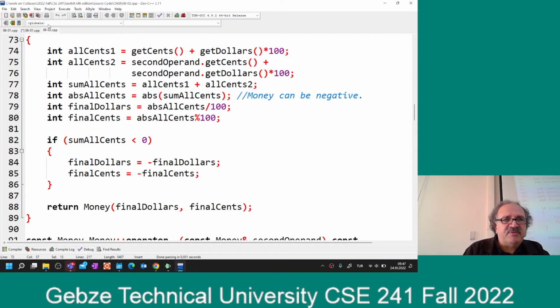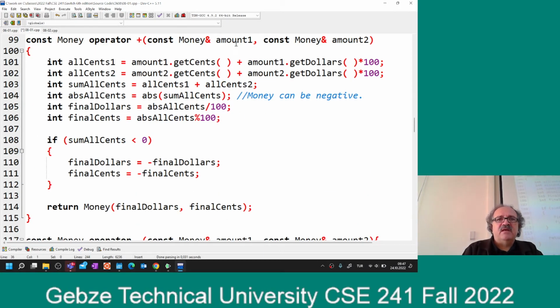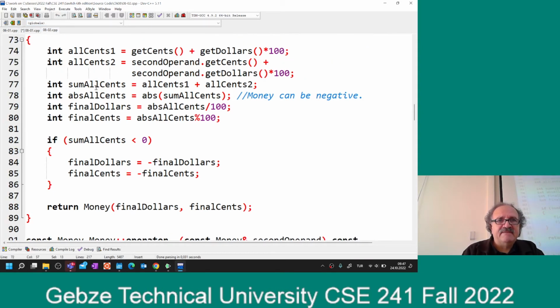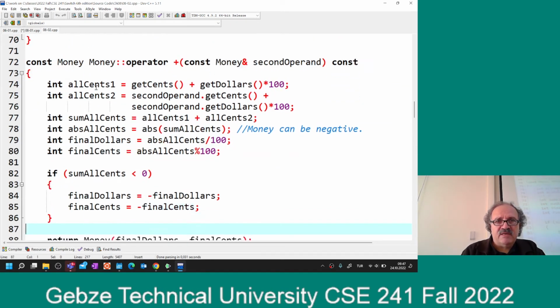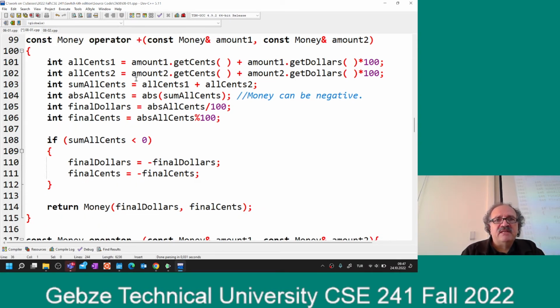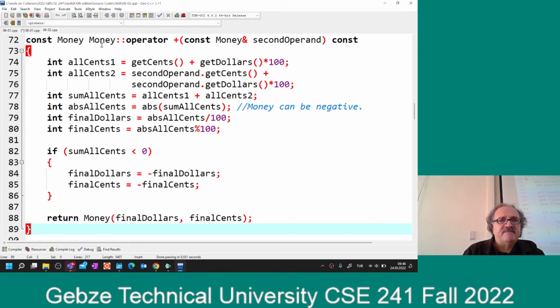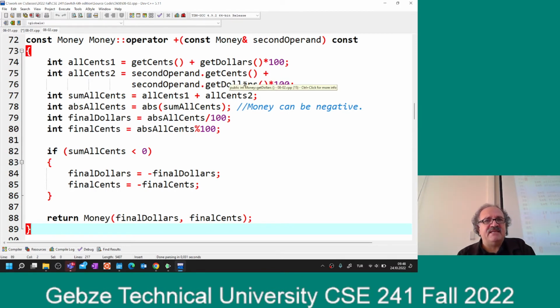Remember what we did in our previous case? Let's look at the previous case. Our plus operator here, amount 1, amount 2, amount 1 dot get cents. I am trying to align it so that we can see it side by side. Okay, so it is amount one dot get cents. This one says just get cents. This one says amount two dot get cents. This one says really second operand get cents.